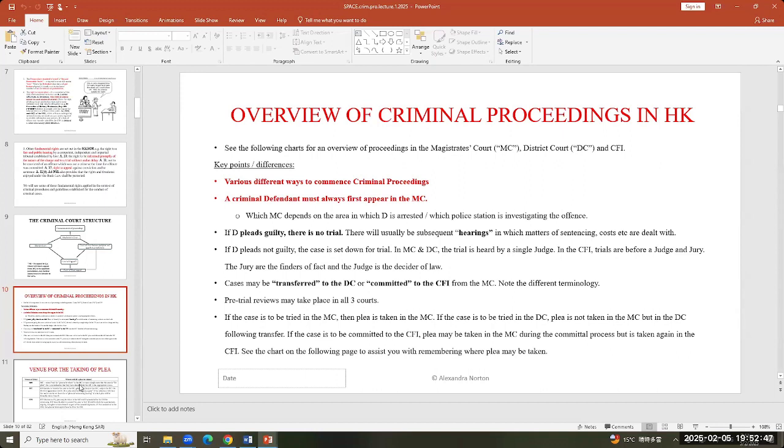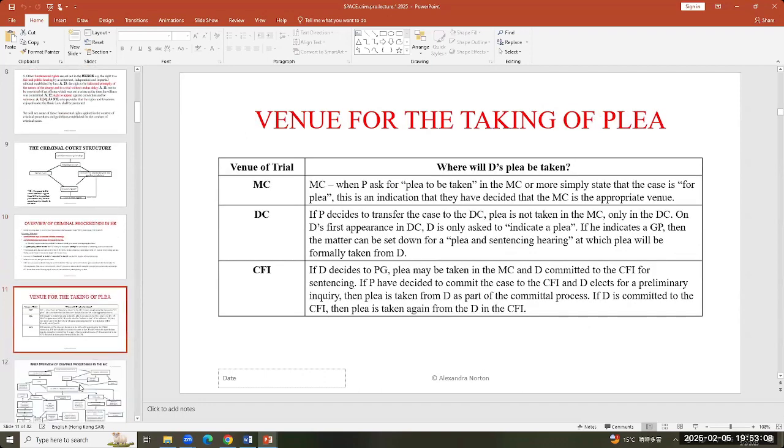So before the defendant gets the opportunity to decide on his plea, there will, first of all, obviously, be discussion with counsel, with the solicitors, so that he can make an informed decision on his plea. But one thing we need to think about is, if the defendant is going to plead guilty or plead not guilty, where can he do so?